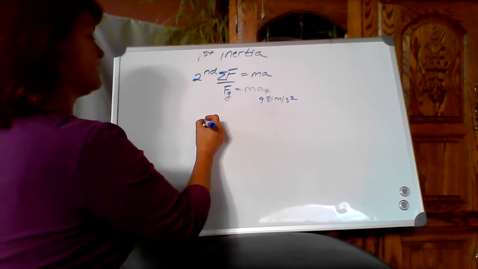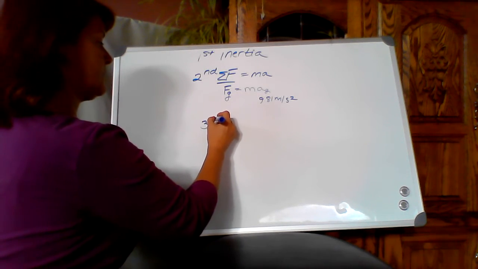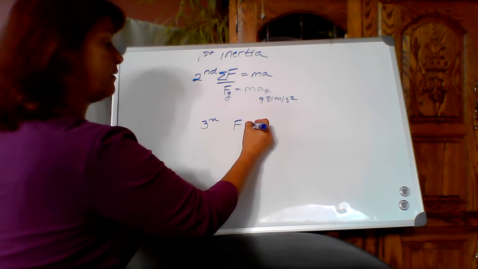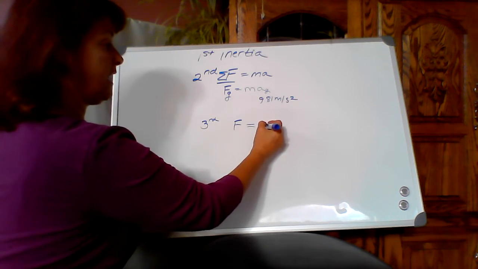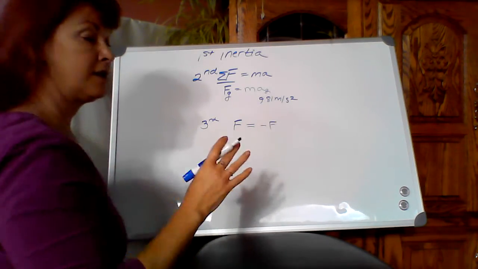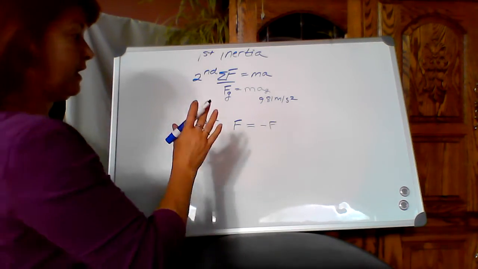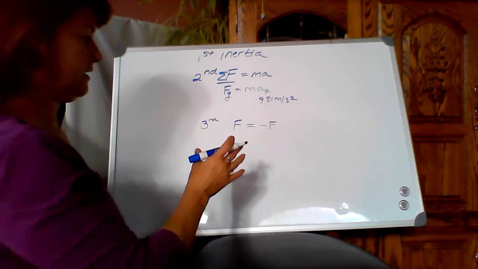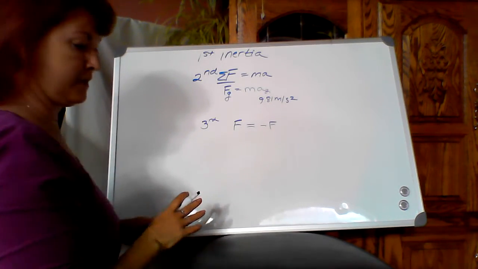And Newton's third law tells us that for every force, two things that interact will have an equal and opposite force. So if I apply a force to this whiteboard, the whiteboard is applying the same force back to me. So those forces are equal and opposite.